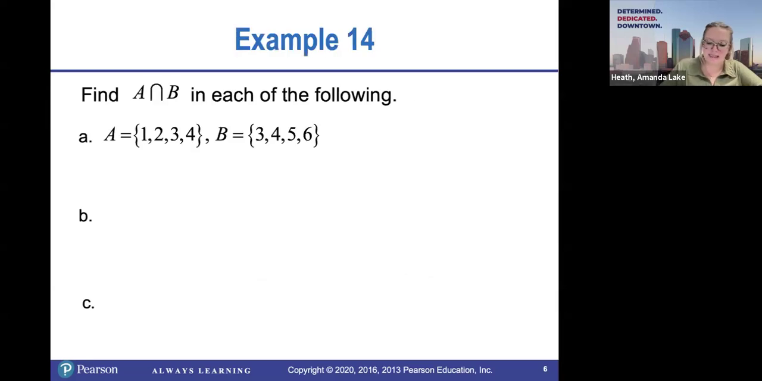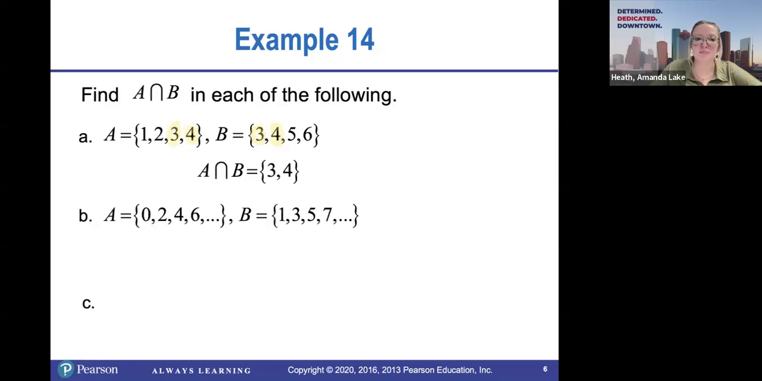Okay, so we can go through some examples and find the intersection of these sets. Let's look at A, where A is the set 1, 2, 3, and 4, and B is 3, 4, 5, and 6. I'm looking for the elements that are in A and in B. So 1 is only in A, 2 is only in A. However, 3 is in both set A and B, and 4 is in both A and B. 5 and 6, however, are only in B. So the intersection is 3 and 4.